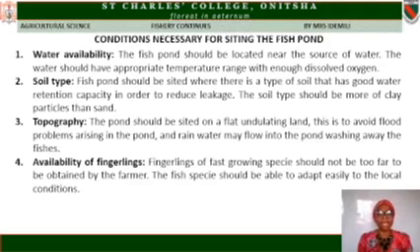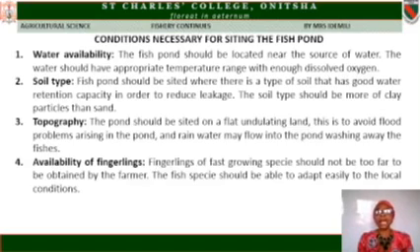Another is the soil type. Fish ponds should be sited where there is a type of soil that has good water retentive capacity in order to reduce leakage. The soil type should be more of clay particles than of sand particles. Then the topography of that place.